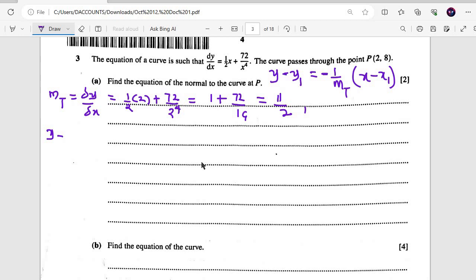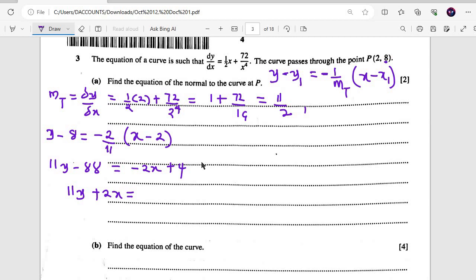If the gradient of the tangent is 11 over 2, then using the formula y minus y1, where y1 is 8, minus 1 over the gradient of the tangent gives minus 2 over 11, bracket x minus x1, where x1 is 2. Let's simplify. At the end of the day, we have 11y minus 88 equal to minus 2x plus 4. So 11y plus 2x equal to 4 plus 88, which is 92. That's the equation of the normal at point P.